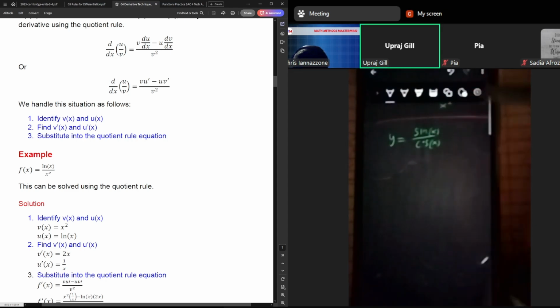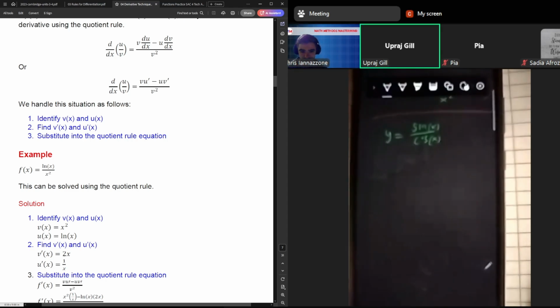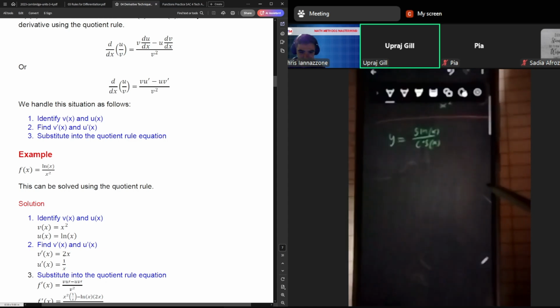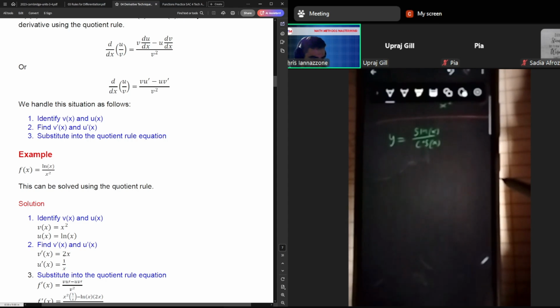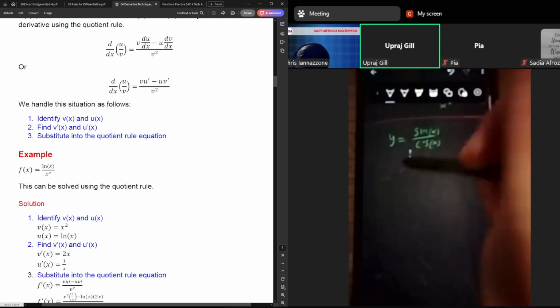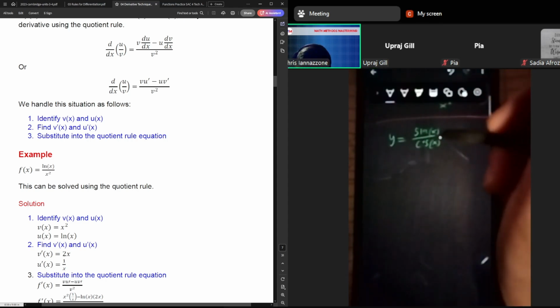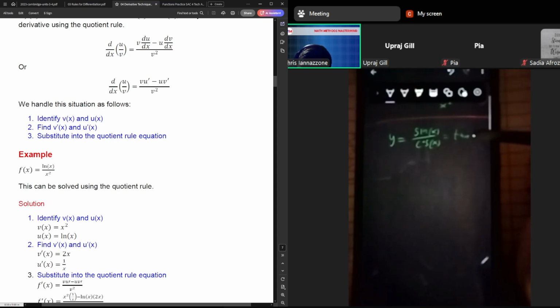Do we have to find the derivative, or can we just solve on the spot? Because I think this is just tan x, right? It is just tan. Yeah. Y equals sine on cos, which is tan. And then, of course, the derivative of tan is 1 over cos squared x.